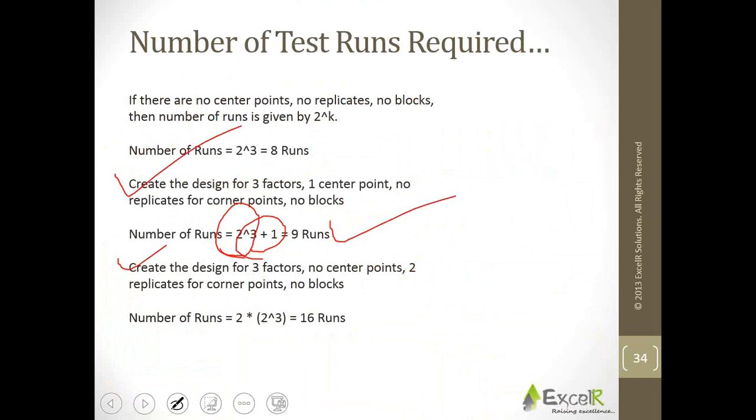Create the design for 3 factors. Whenever there are 3 factors, it's 2 raised to the power 3. We know that. There are no center points. There are 2 replicates for corner points. If there are 2 replicates, then you just multiply it by 2, you'll get 16 runs. This is just mathematical calculation, that's it.